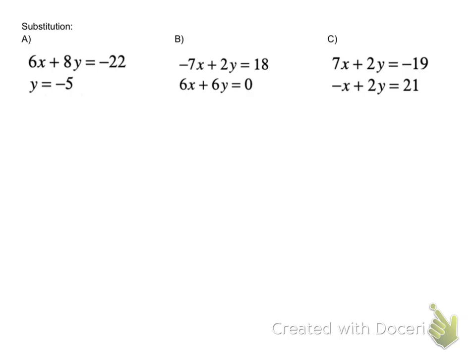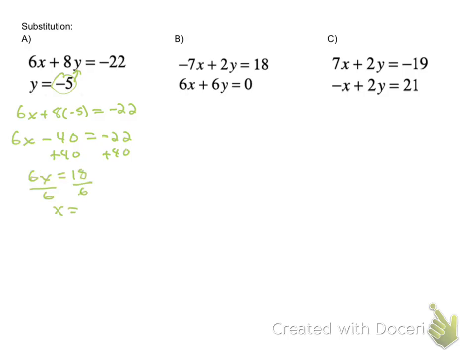All right, last bit here. So substitution, sub that in for y. 6x plus 8 times -5 equals -22. So that'd be 6x minus 40 equals -22 plus 40. 6x equals 18. So x would equal 3. So that answer would be 3, -5.